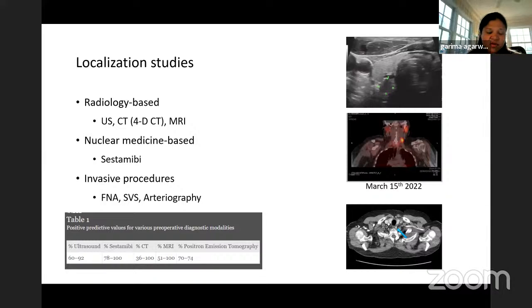They are also helpful in localizing those missed ones if they are negative on Sestamibi, but they're located in the mediastinum or deep in the neck or tracheoesophageal groove.